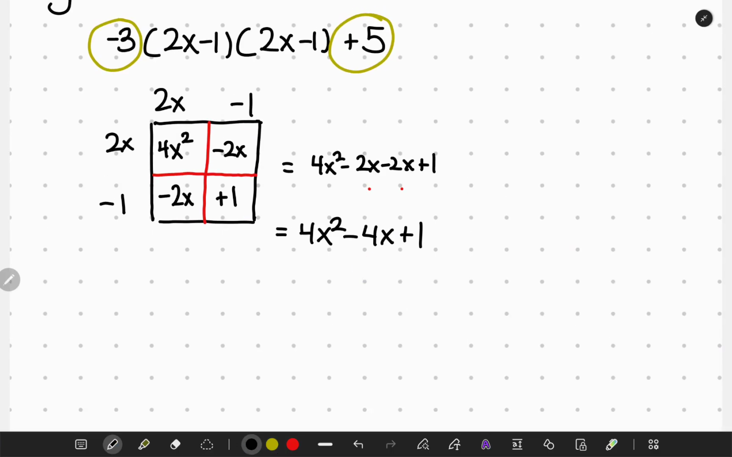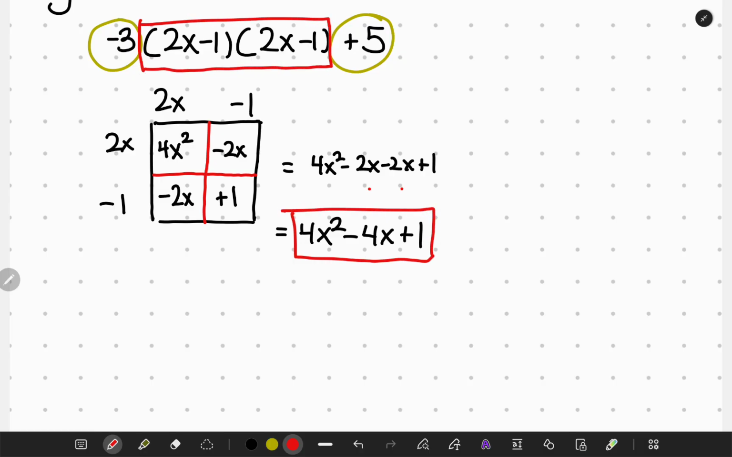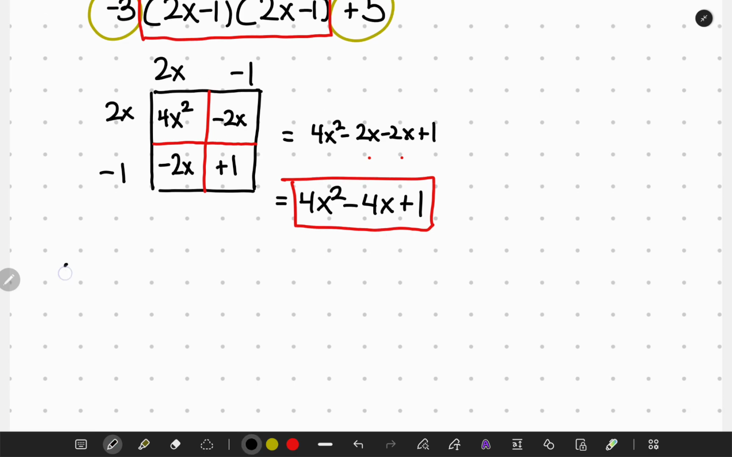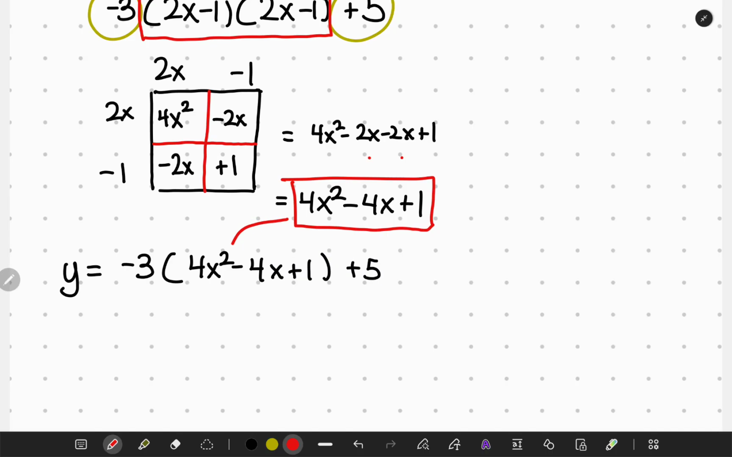Well, seeing as though I was trying to figure out this whole thing, I'm just going to replace it. I'm going to replace this whole 2x minus 1 with the answer I just got. So let's see what that looks like. We're going to say y equals negative 3, parentheses, this whole thing that I just found out, 4x squared minus 4x plus 1, plus 5. So I essentially got this, and I put it into here.